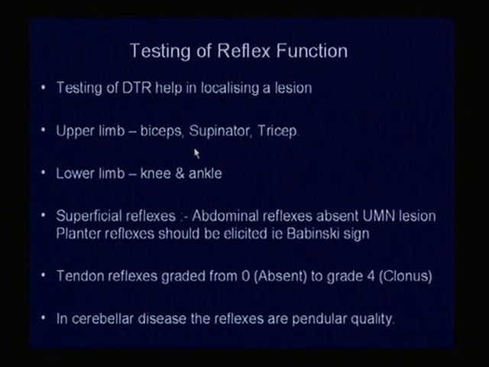Then the deep tendon jerks must be tested, and in the upper limb, biceps, supinator and the triceps; in the lower limb, knee and the ankle jerks.